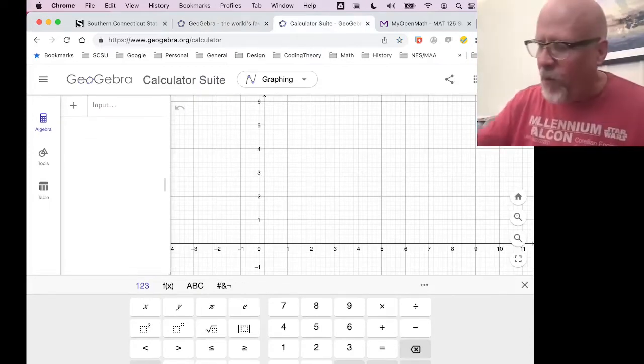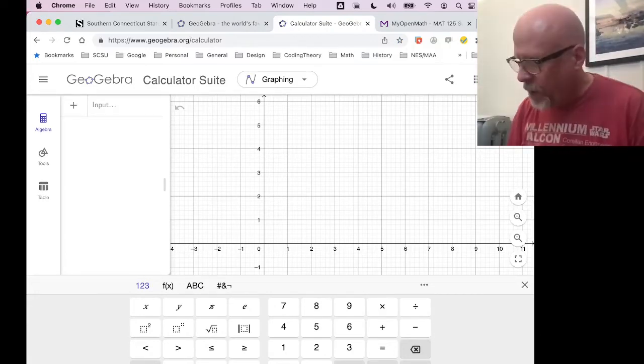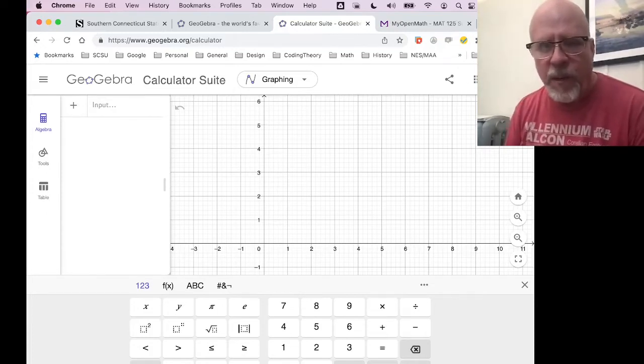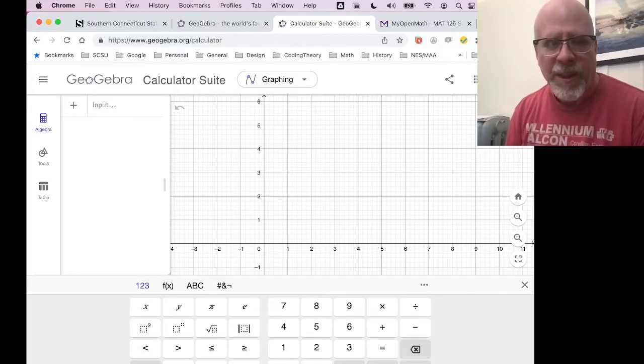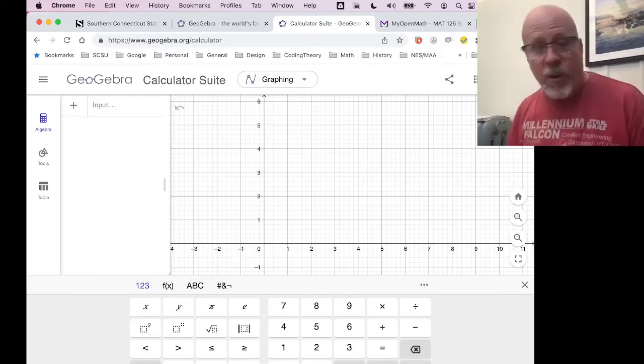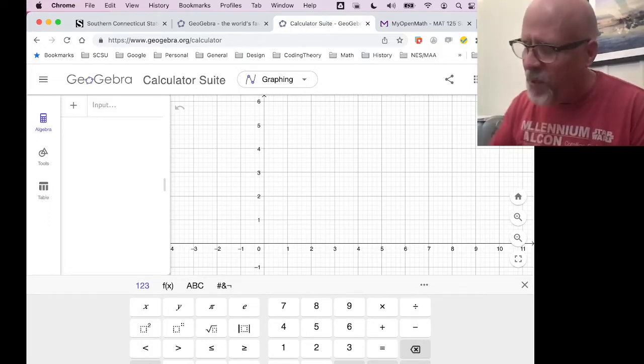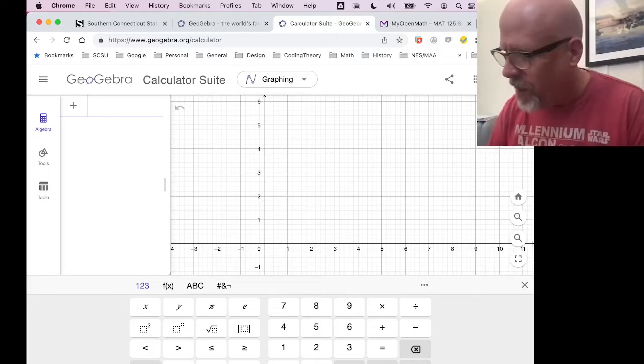So let's talk about linear equations first, linear functions. Now, a linear function, I bet almost everybody, when you hear those words, your mind says mx plus b, right? You immediately jump into writing mx plus b. And you can do that in GeoGebra, which is kind of interesting to see how that plays out.